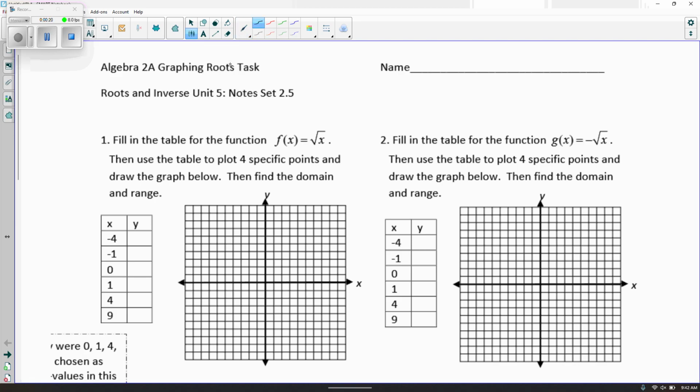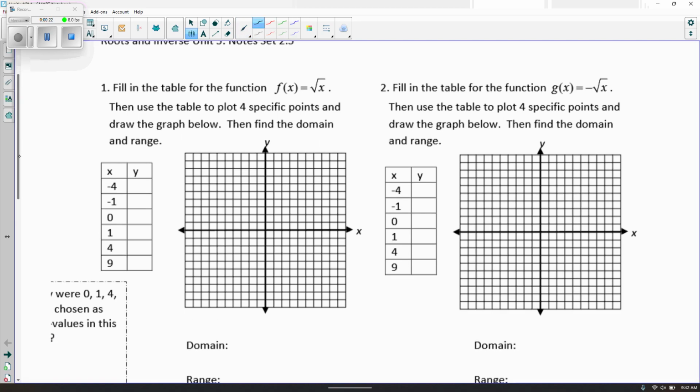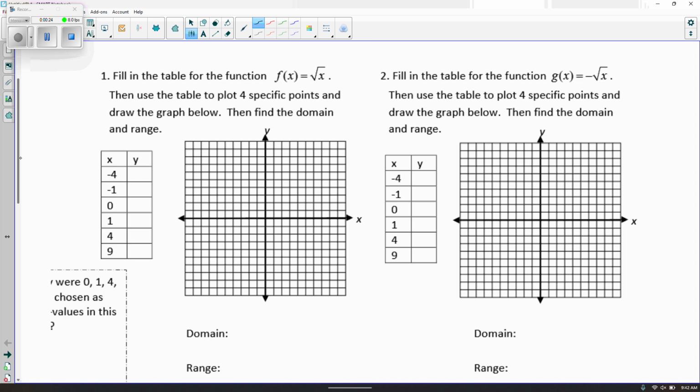So, 2.5. Let's go through these real quick. Most of you guys can do this. This is actually really simple. So when we take the square root of -4, what do you guys get?